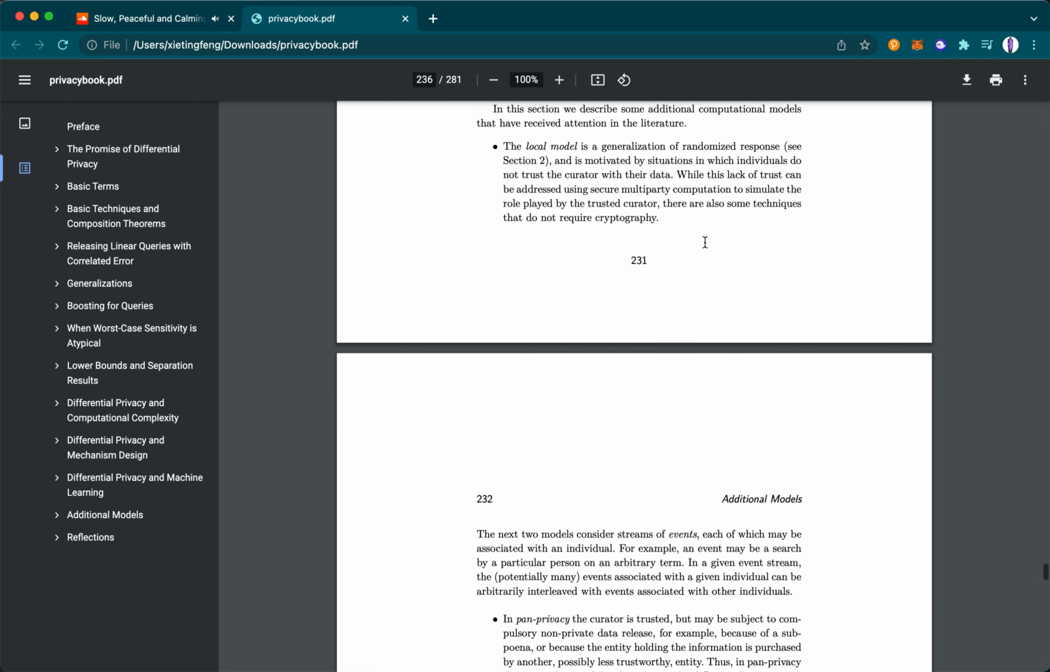In this section, we describe some additional computational models that have received attention in the literature.